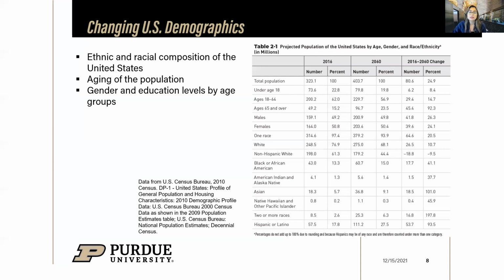At the same time, the aging of the population is occurring, with ages 65 and over in 2016 comprising only 15.2% of the total population, while they're projected to be 23.5% in 2060. Gender and educational levels by age groups have also evolved over time, and a huge difference will be seen as compared to what we are seeing today.